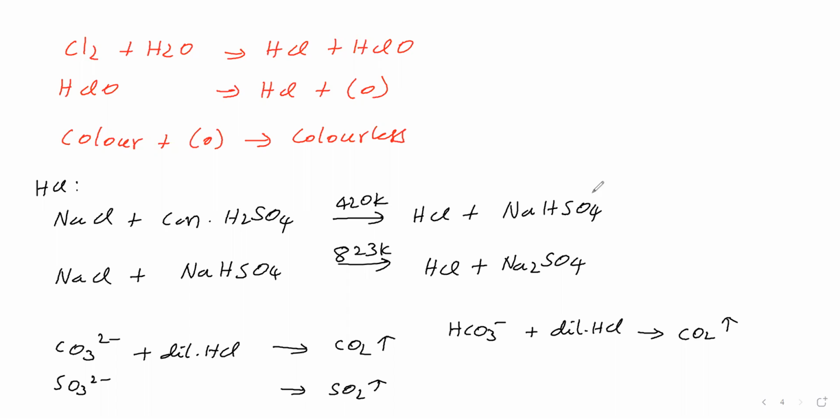Now we'll take the metal Fe, iron, and HCl. This iron reacts with HCl to give what? Ferrous chloride. Iron reacts with HCl to give ferrous chloride. Then what else is obtained? Hydrogen gas is obtained. Fe undergoes oxidation, H+ undergoes reduction.